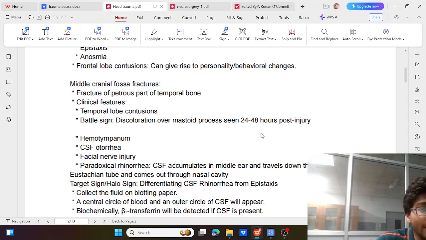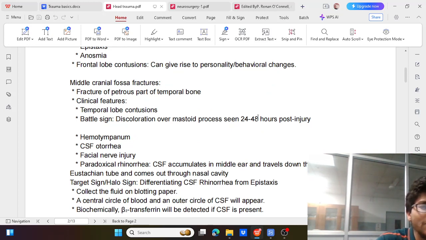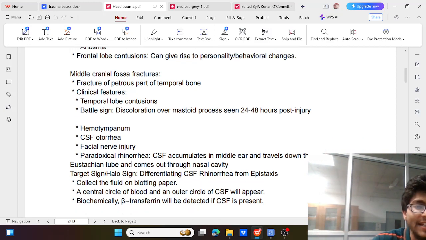Then coming to middle cranial fossa fracture, it involves the petrous part of the temporal bone, which is part of the inner ear. So there is temporal lobe contusion in the brain, then Battle sign, that is discoloration in the mastoid region, which is generally seen after 24 to 48 hours. And hemotympanum, collection of blood in the middle ear. CSF otorrhea, CSF going to the ear and coming out from there. Facial nerve injury, because the facial nerve passes through that area.